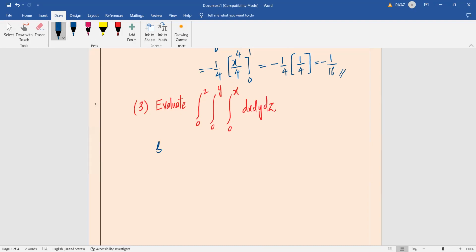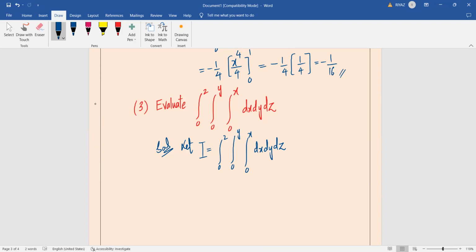Now the solution. We have to assume this value is equal to I. That is step number 1 always. Let I is equal to integral 0 to 2, 0 to y, 0 to x, dx dy dz. Now you see the limits.